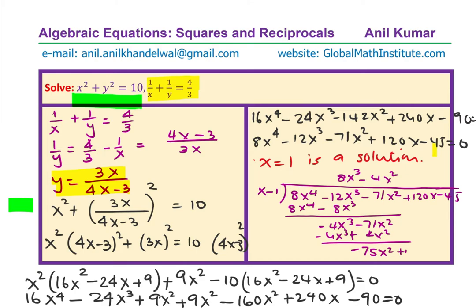Bring down 120. So it goes minus 75x. So minus 75x squared plus 75x. So that gives you 45, right? Minus 45x, right? Yeah, 45x, and then minus 45. So that goes 45 times. Right? So then you get the remainder as 0.